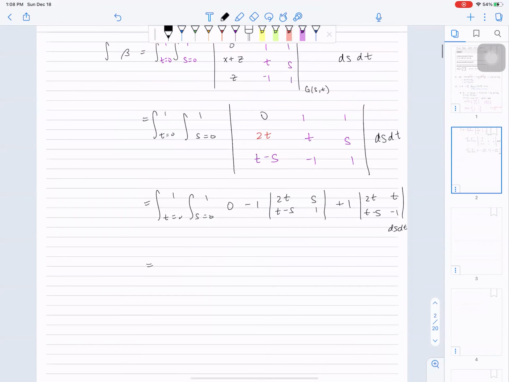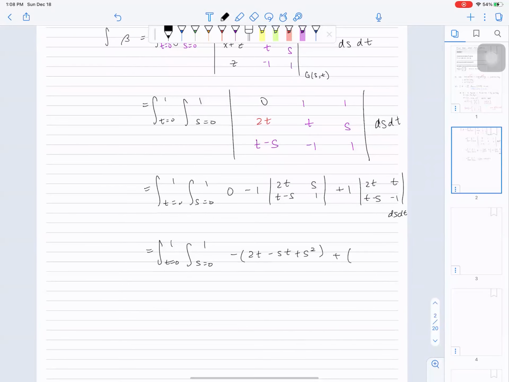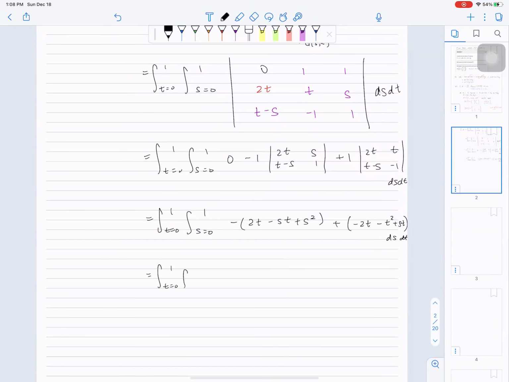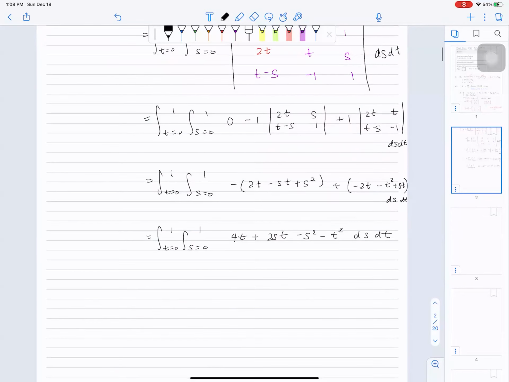Okay, and with some simplification, I have the integral from 0 to 1 of this is 2t minus st plus s squared, plus negative 2t minus t squared plus st. And this is like a bunch of algebra. I will simplify it to 4t plus 2st minus s squared minus t squared dt. Okay, and the integral I will get is 11 over 6.